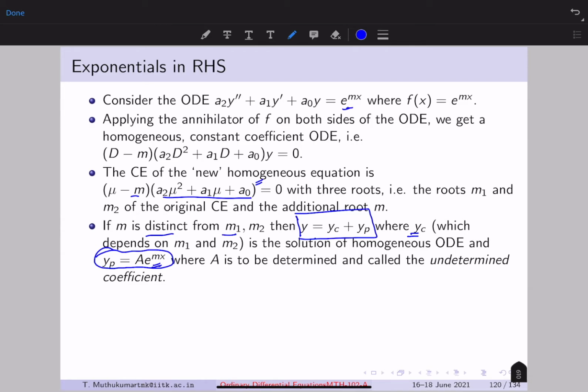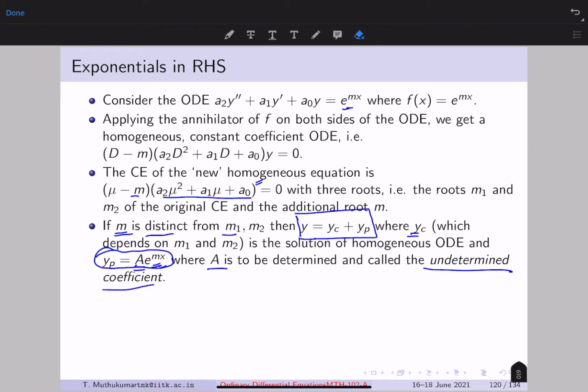It is actually because of the fact that m is the distinct root, and you know that if m is one of the roots, then the solution is of the form e power mx, but some scalar multiple, right? And that a is what we need to find, which is why this is called the method of undetermined coefficients, right?